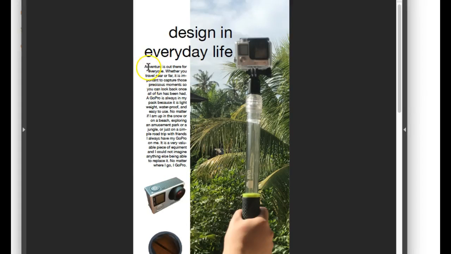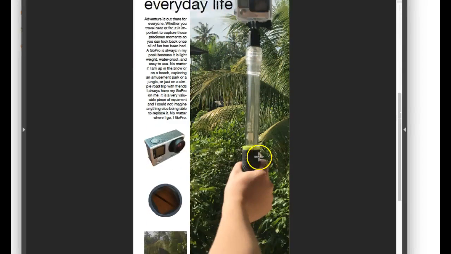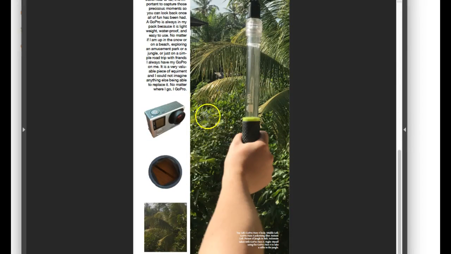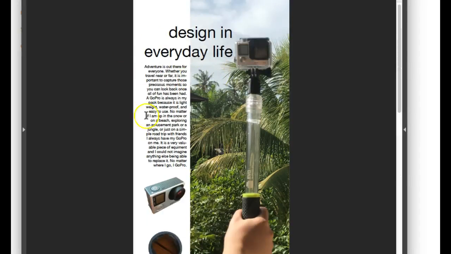Try a big drop cap. Maybe you could use a drop cap that resembles the leaves in the image somehow. Interesting. Okay, do you see where I'm going? I'm trying to use the image and pull out aspects of the image to use in your type.